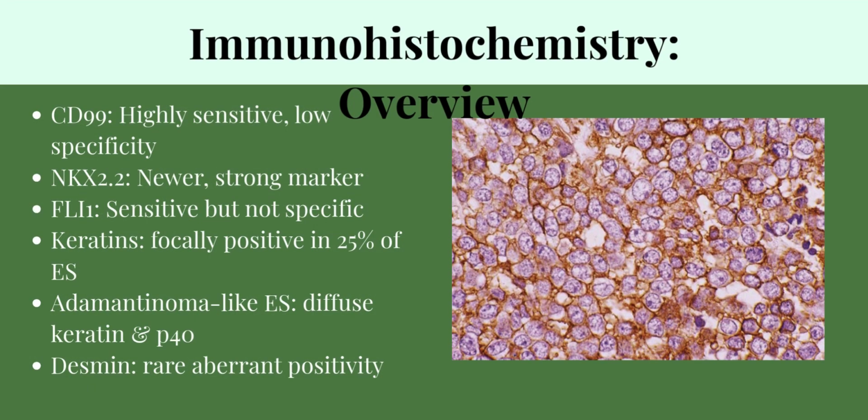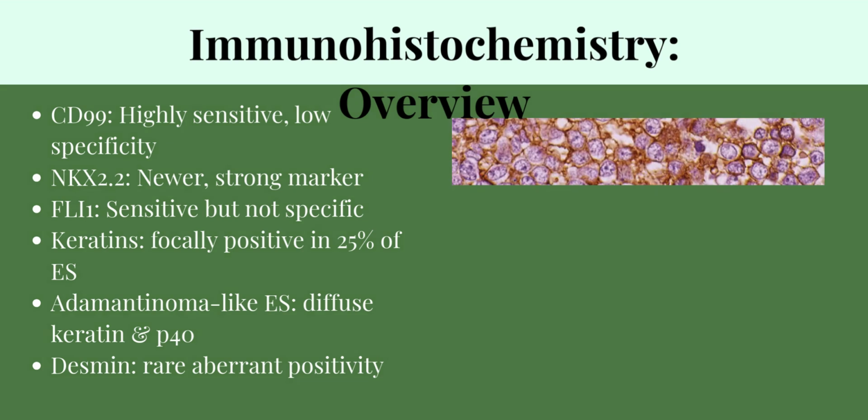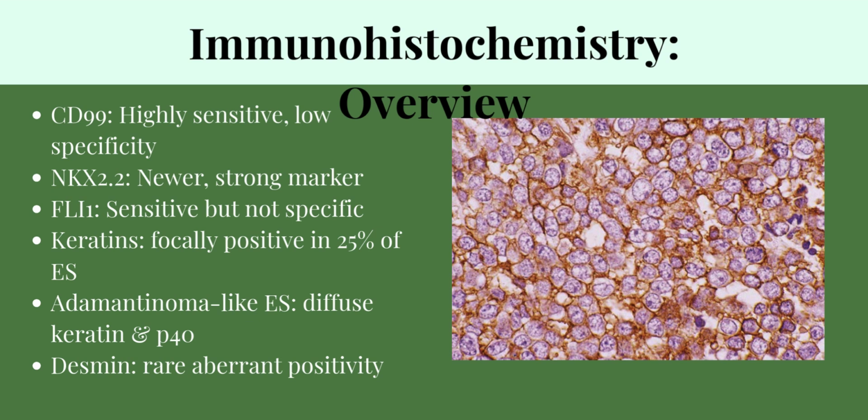IHC remains crucial for diagnosing Ewing sarcoma. CD99 remains the most sensitive marker, though its specificity is limited, as many other round cell tumors may show CD99 membranous staining. NKX2.2 has emerged as a powerful nuclear marker linked to EWSR1 and FLI1 activity. FLI1 staining is also frequently positive but not specific. So out of all these, NKX2.2 is the one which has the specificity as well as good sensitivity.